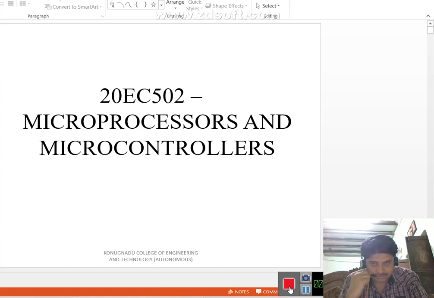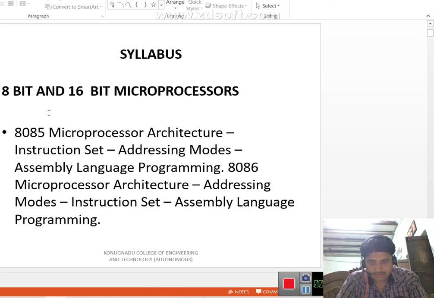Today I am going to discuss the subject microprocessor and microcontroller. Let us see the first slide. So the first unit is 8-bit and 16-bit microprocessor. First of all, we must know the syllabus, what we are going to learn in today's topic. Now I am going to cover unit 1, which is named 8-bit and 16-bit microprocessor.